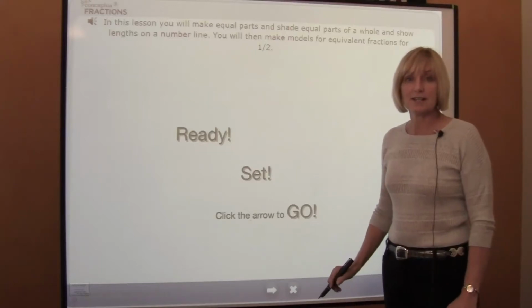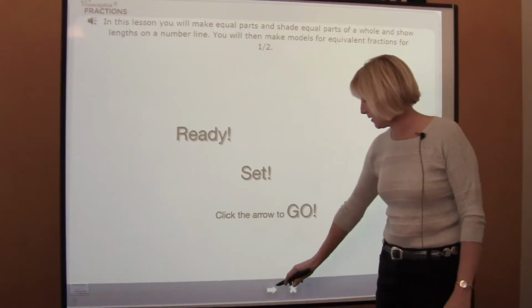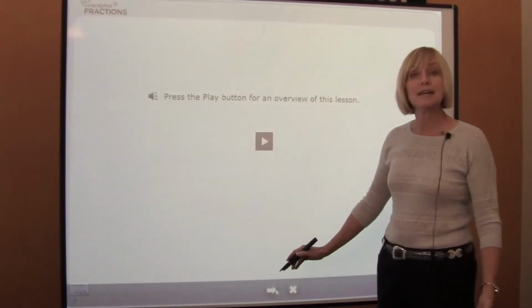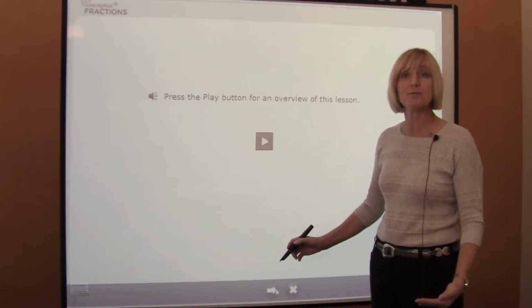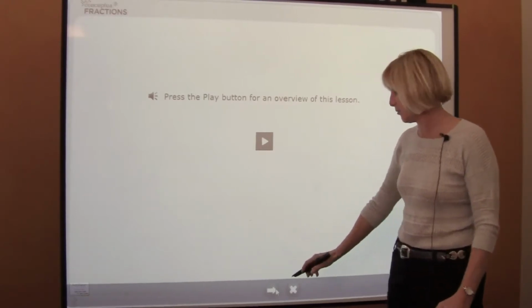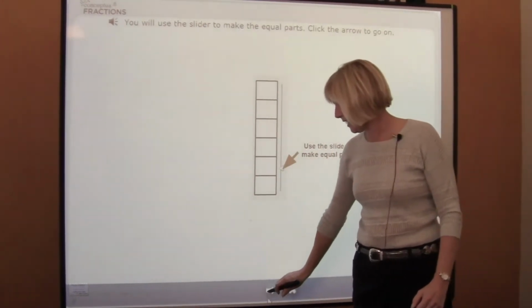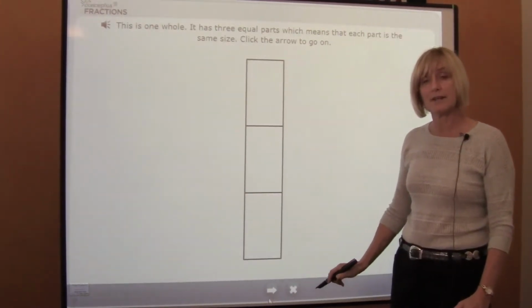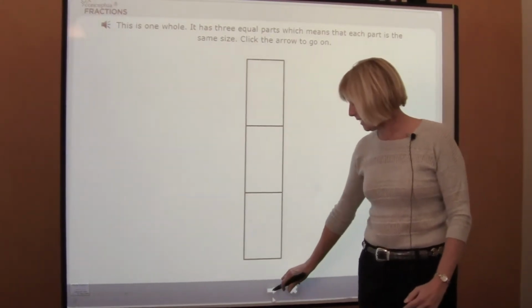In this very first guided lesson, students are working with models to create part-whole relationships. It's going to begin with a video that you should encourage your students to watch because it's going to show them what they should be thinking about and how to work with the models. There's still a diagram as well that shows them how to use the scroll bar to make models. Initially, we're just starting with the concept of a whole and how to create equal parts.